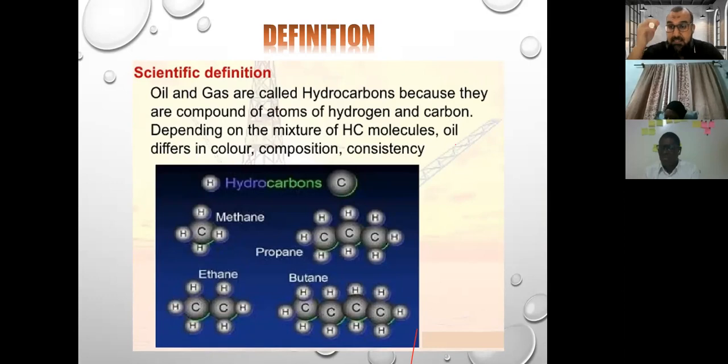So if no one knows what oil and gas is, you can consider natural gas like methane, you can consider butane, you can consider ethane. All of them are components of carbon and hydrogen atoms or molecules.